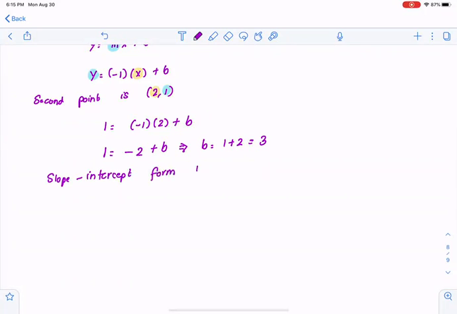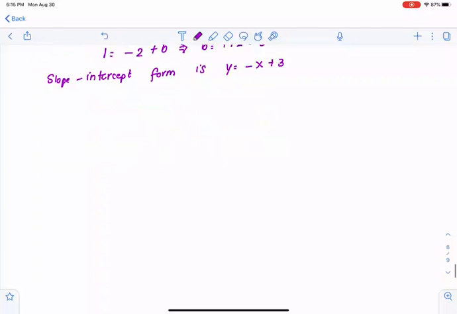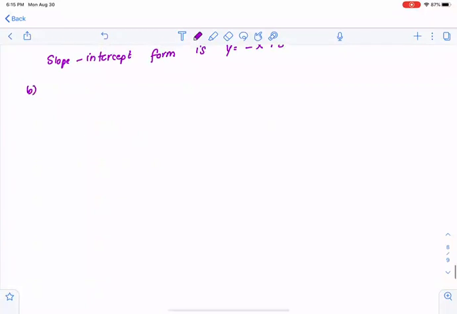So the slope-intercept form is y = -x + 3. The next part is point-slope form.